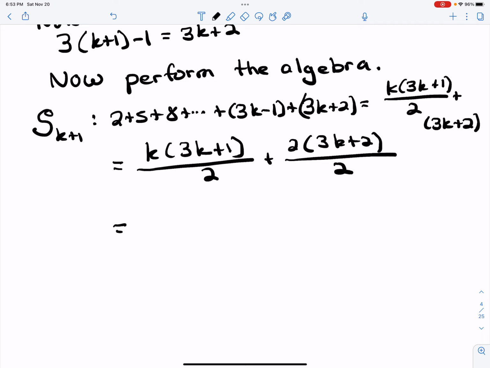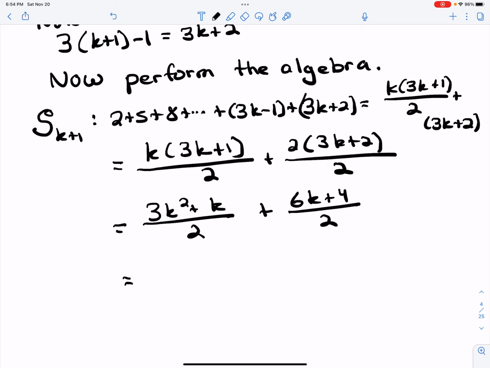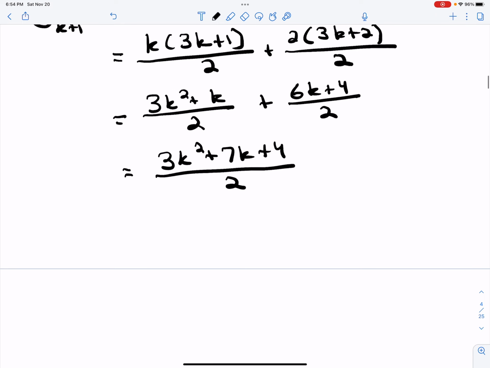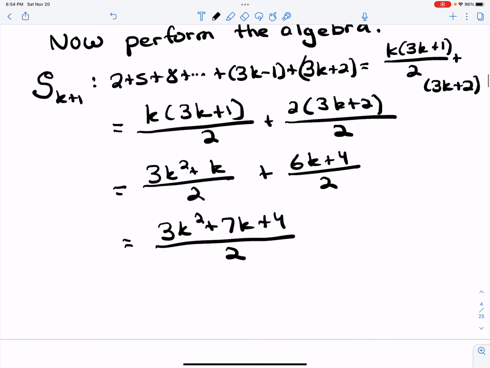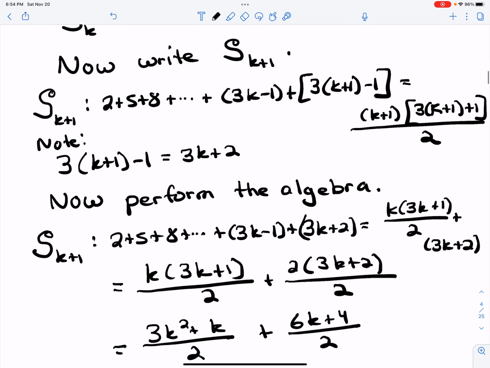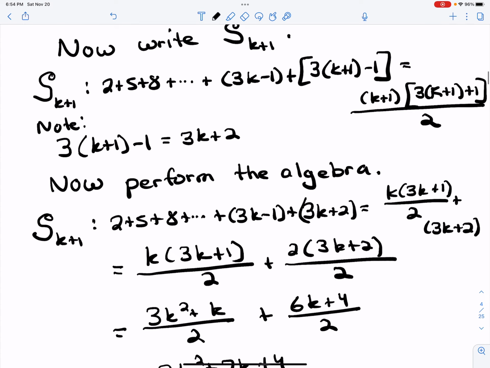So first I'll do a little distributing. 3k squared plus k over 2 in this fraction, and then 6k plus 4 over 2 in that fraction. We can combine them because they have a common denominator. So I have 3k squared plus 7k plus 4 all over 2. I really do need this factored, because if you notice up here, it's k plus 1 times that whole situation, 3k plus 4, basically.